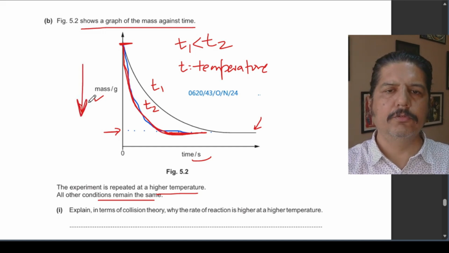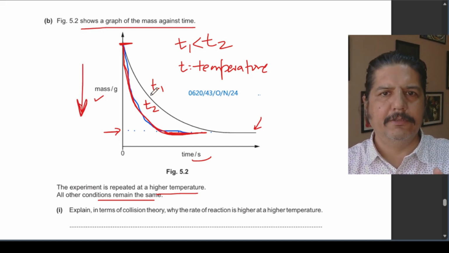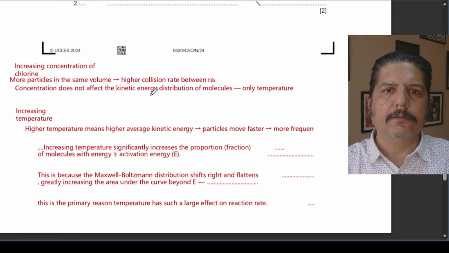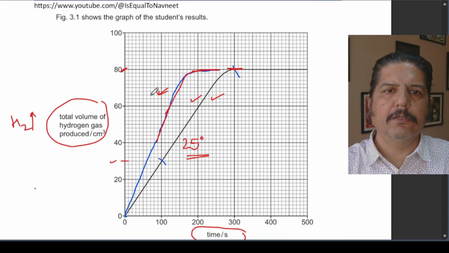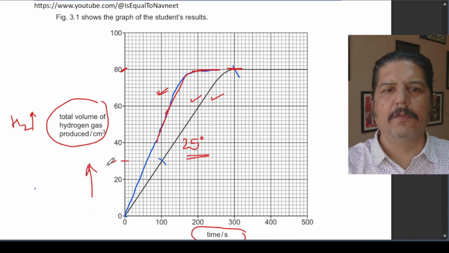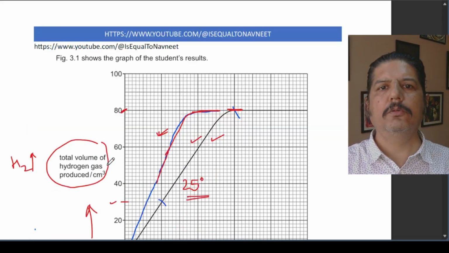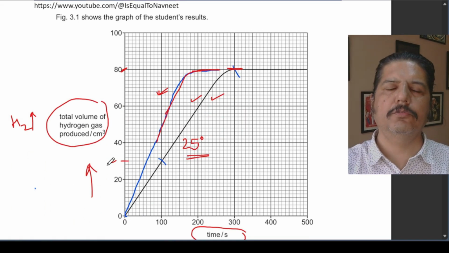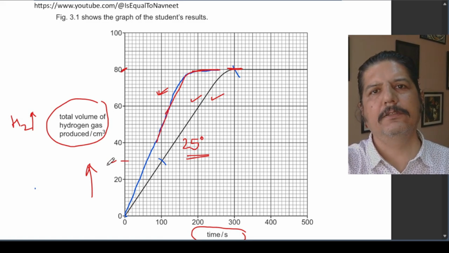So don't get confused between this graph and the other graph that we have done previously. Here, this was the mass of the gas which is being produced. The volume is increasing. In the second part, the mass is decreasing. So these are the two graph-based questions from the rate of reaction chapter that I wanted to discuss. Let's move to the next topic.